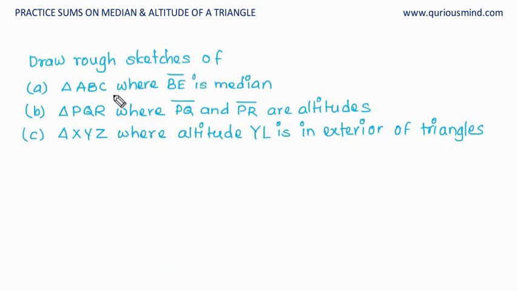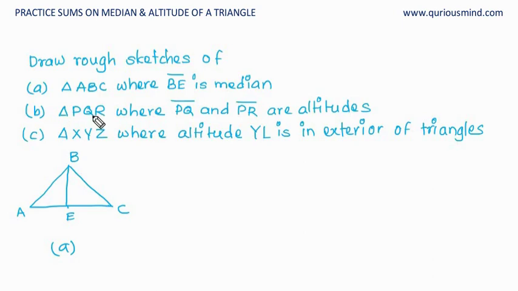Draw rough sketches of triangle ABC where BE is a median. Now median is always in the interior of the triangle, and this does not give us any indication whether triangle ABC is an acute angle, obtuse angle, or right angle triangle. So we can draw any triangle. So let's draw it. In triangle ABC we find a midpoint E, and we join the midpoint, and that's our answer for A.